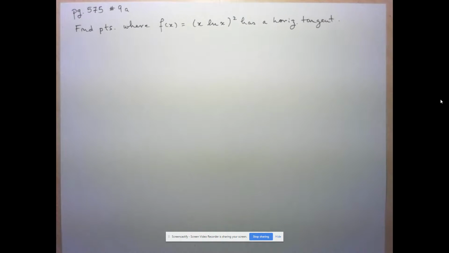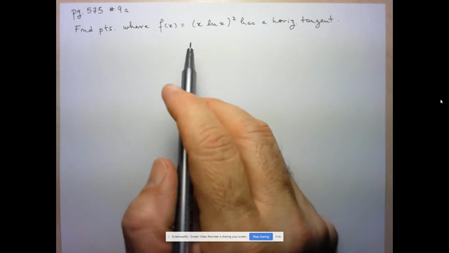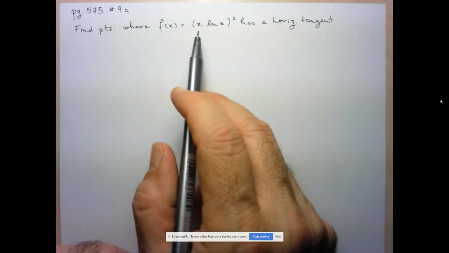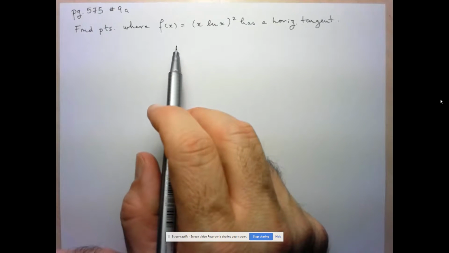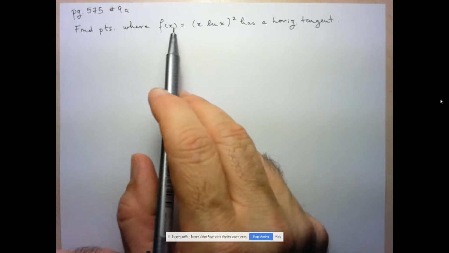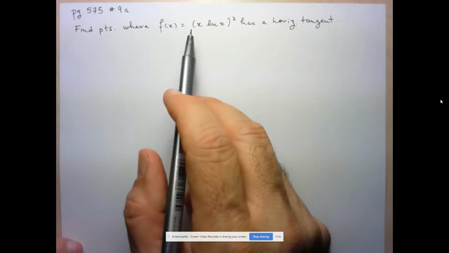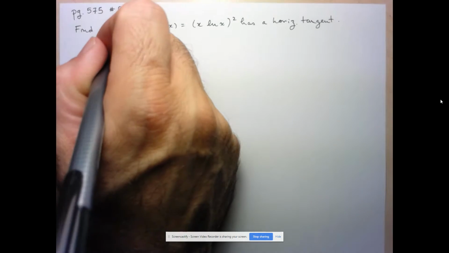Hi folks, we're going to take a look at page 575, number 9a. Here they want us to find the points where this function has a horizontal tangent. In other words, that's like asking us for when the derivative of this function is equal to 0. Okay, so let's start by taking the derivative.